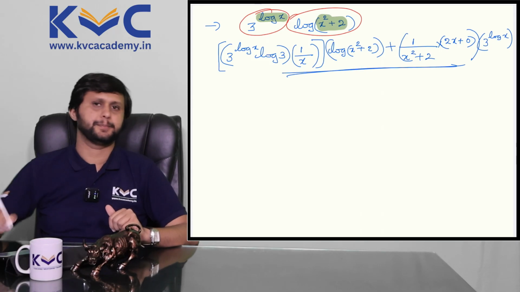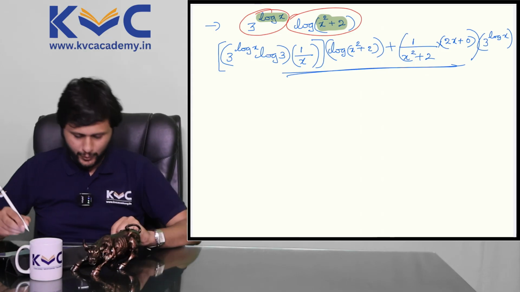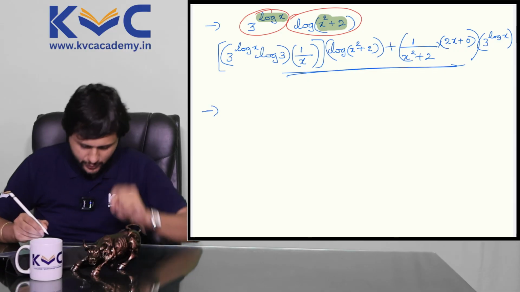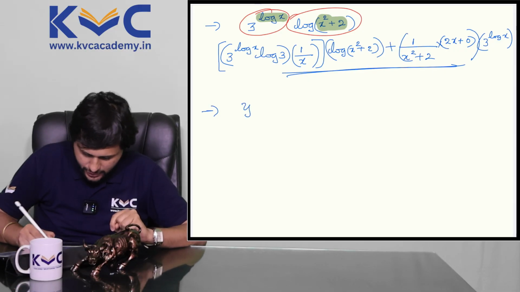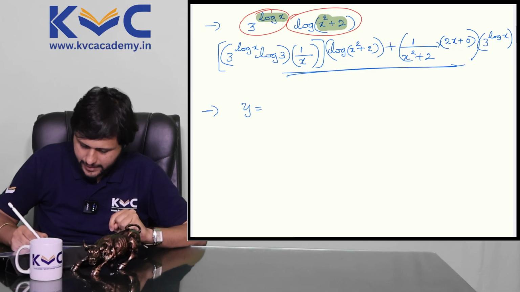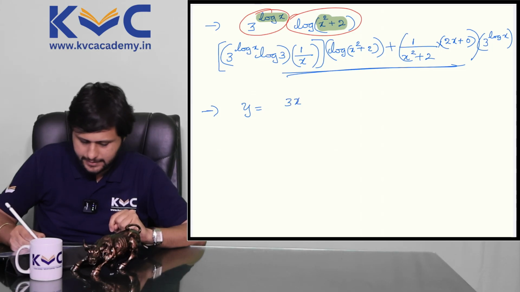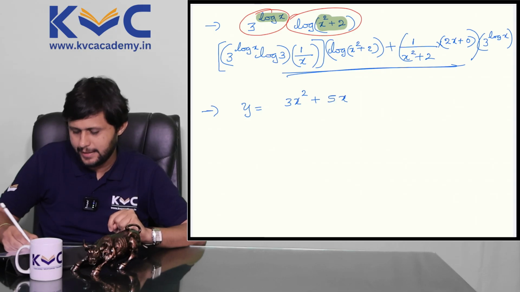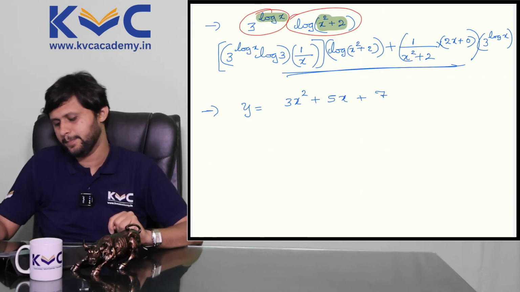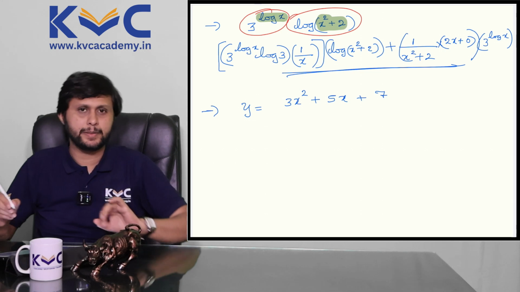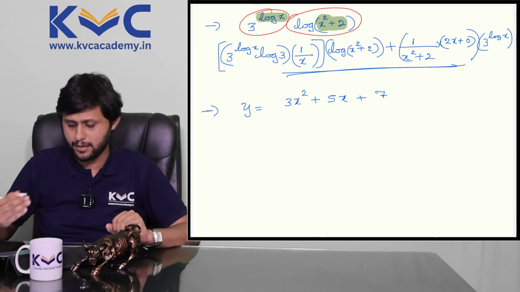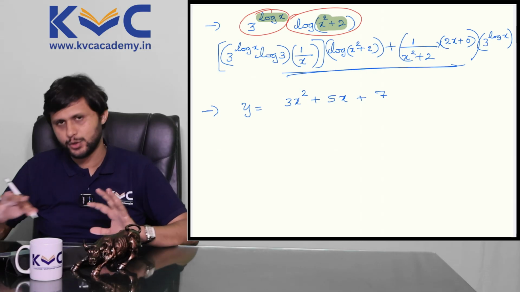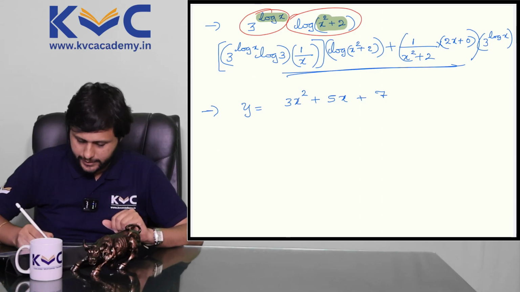Solution complete. One more. I know you are waiting for actual questions, but we'll solve one more question, okay? So we have a simple question now. Y is equal to 3x square plus 5x plus 7, okay? Well, this is a very simple question. Probably should have come in the very beginning, but just before we start the actual questions, we are gonna solve this.